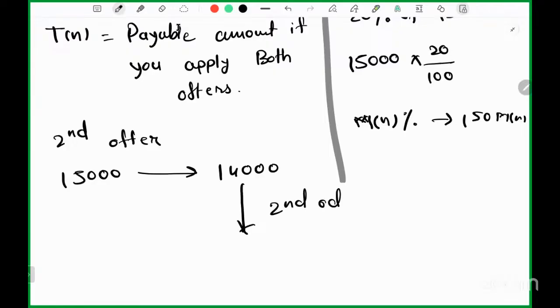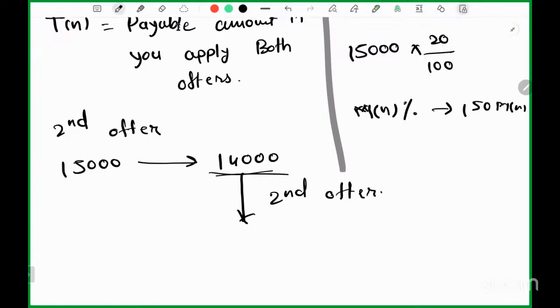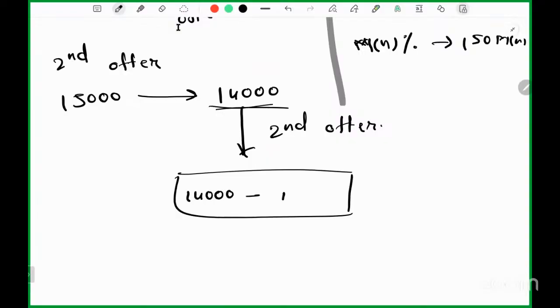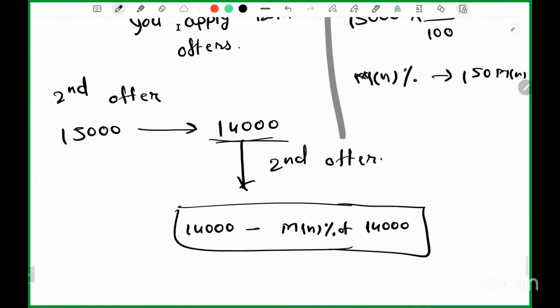So the first offer says MN% of this 14,000. Right. So what is MN% of this 14,000? So this means 14,000 minus MN% of 14,000. This is the amount you will get after applying both the offers. I am applying the second offer first because the calculation is easy. We just have to subtract 1,000 and you will get the payable amount.